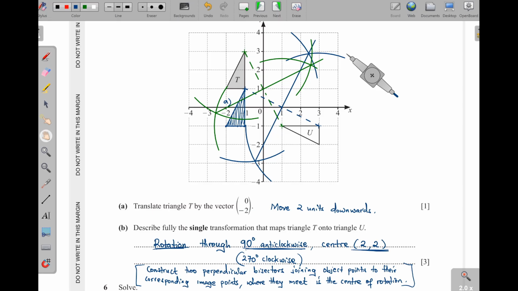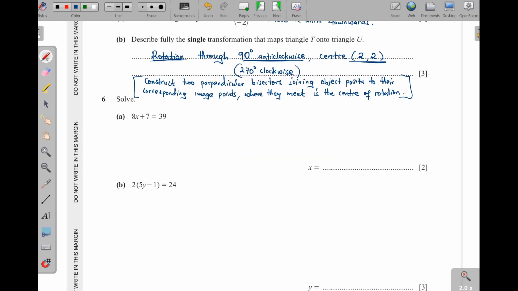Those are the three. Question 6 is coming from algebra, and we are supposed to solve this equation. So part A, of course, to solve equations, we undo operations. So the addition is undone by subtraction. So subtract a 7 here and also this other side. So that means we shall have 8x, which is equal to 39 minus 7. And this one gives us 32.